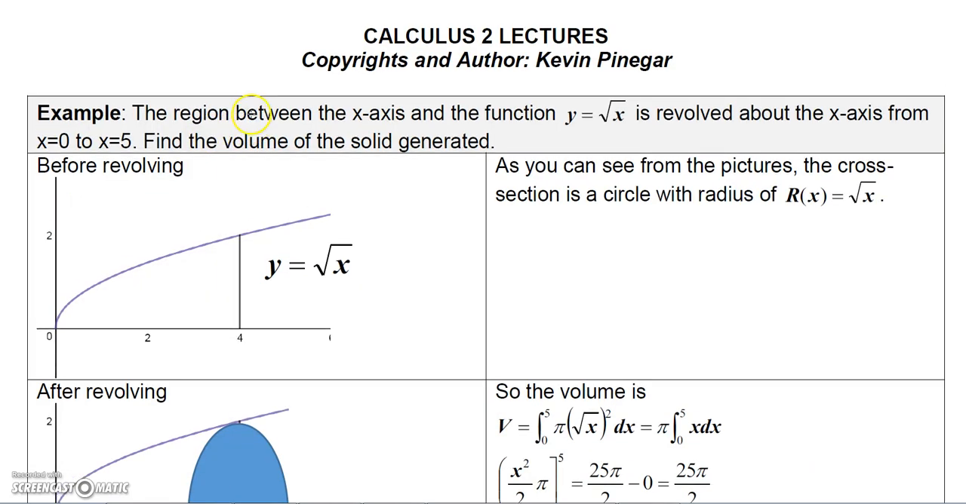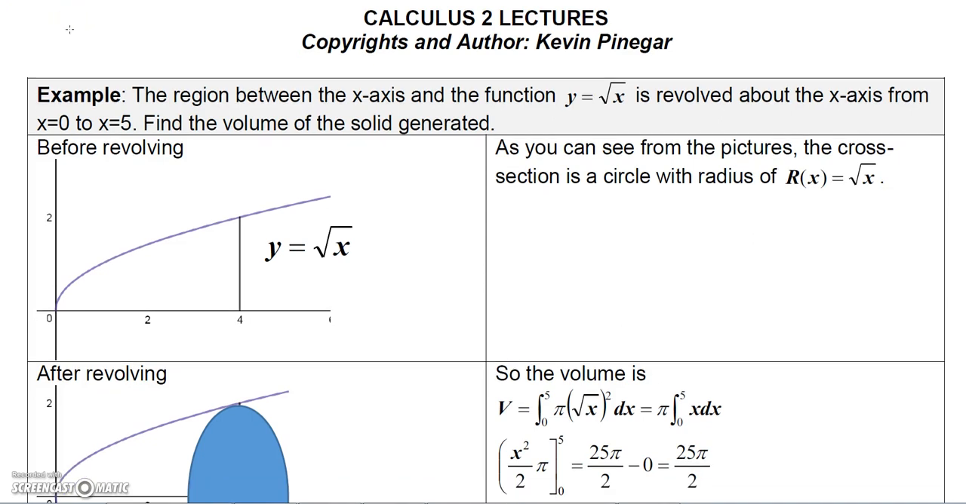Now in that previous example, the radius that we were revolving was constant. But in this next example, the radius is going to be changing depending on where we are. So we're going to actually use a function for the radius here.